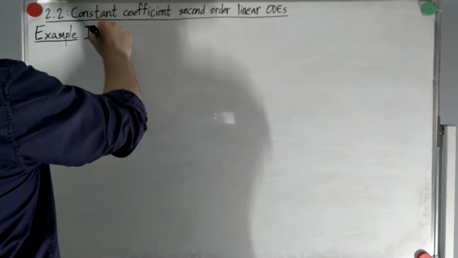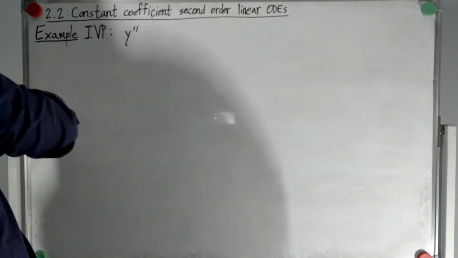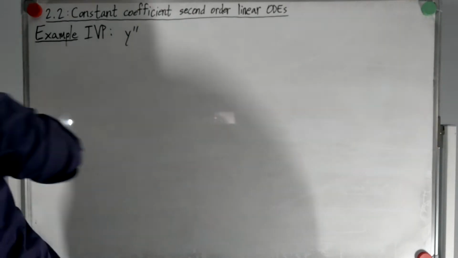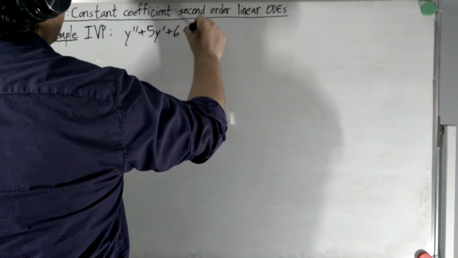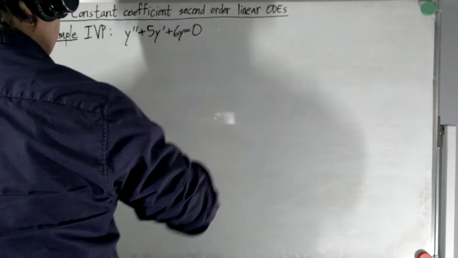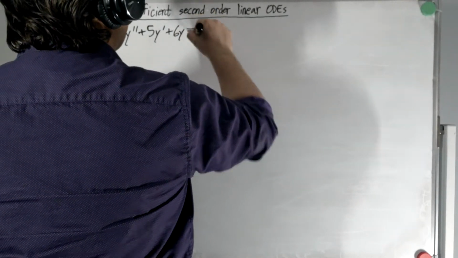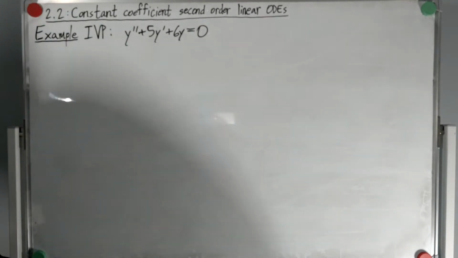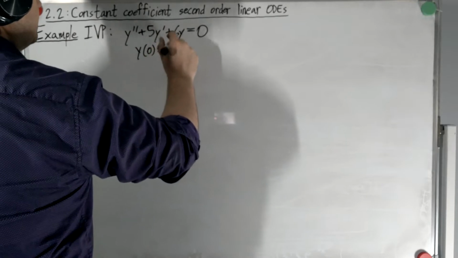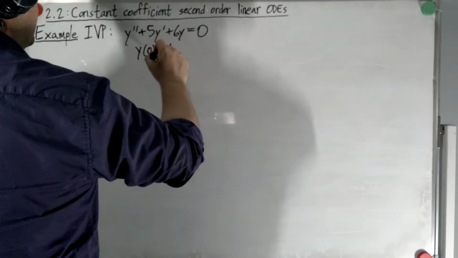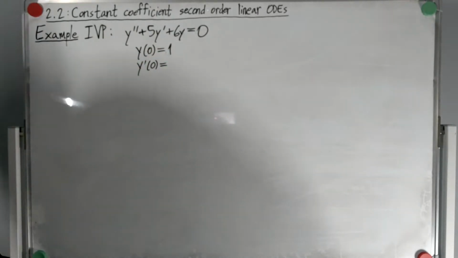Let's suppose we have the following initial value problem. y'' + 5y' + 6y = 0, and we're given the initial conditions y(0) = 1 and y'(0) = -1.